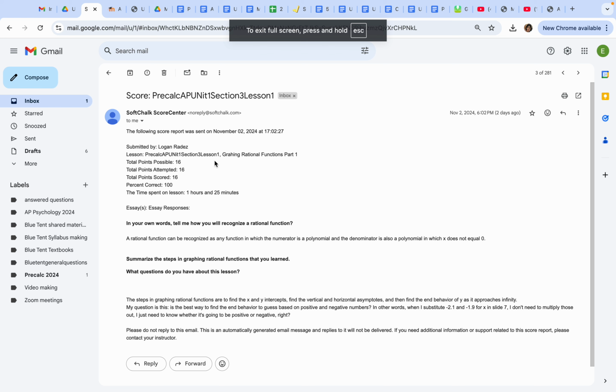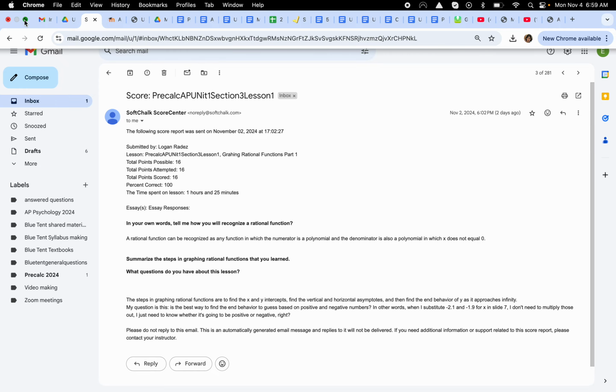Unit 1, Section 3, Lesson 1, Graphing Rational Functions, Part 1. And you give the directions, and it says define the end behavior based on positive and negative numbers. In other words, I don't need to multiply those out. Graph will be positive or negative.